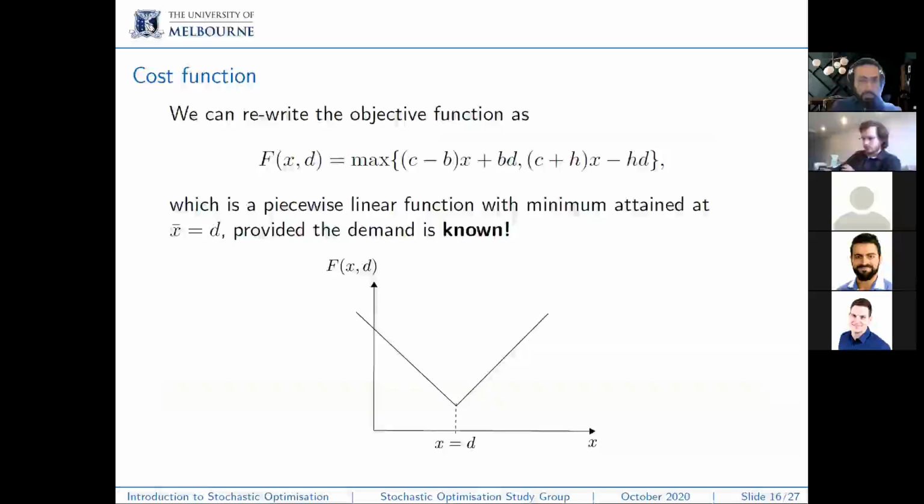Now, this cost function, you can write it in a different way. With simple algebra, you have a maximum of these two objects. And by inspection, you can see this is a piecewise linear convex function, and the minimum is actually attained at X equal to D. Of course, this only holds if the demand is known. So in the simple case where you know the demand, this is the obvious solution. You will always order the demand. Otherwise, you will incur either holding costs or back order costs.